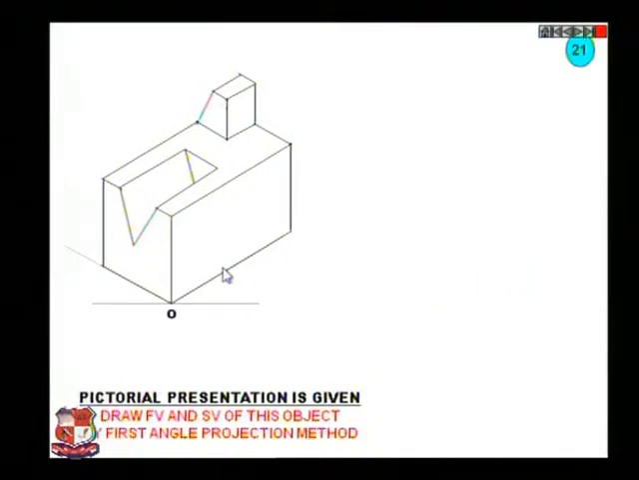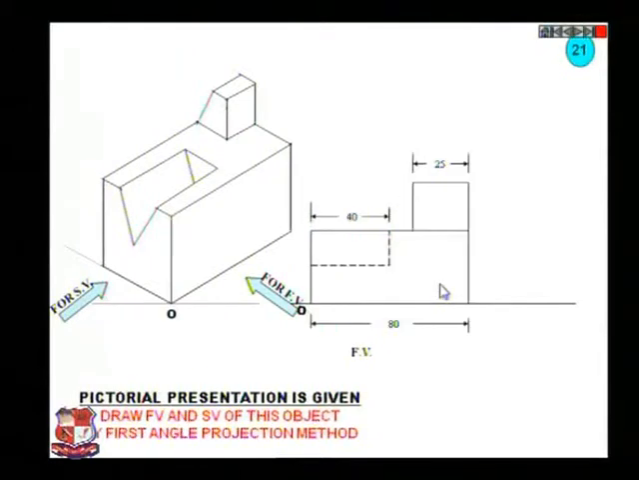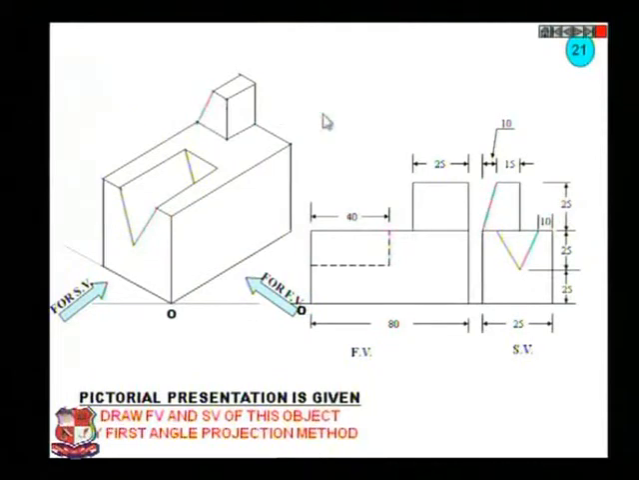Another problem. This is the problem. Front view, top view. Draw XY line. This is the front view of this object. 80 millimeter is the width. This is 40 millimeter. This is 25 millimeter. These are the given dimensions in the object, and this is the side view of this object. If you look from the side, this V-shaped cut is shown over here, that is visible in here, and this inclined portion would be visible over here. So this is the side view of this object.